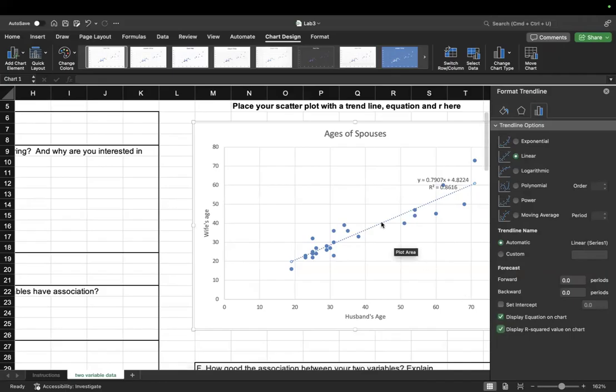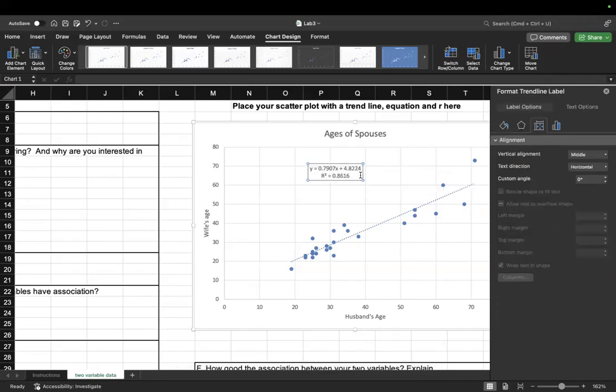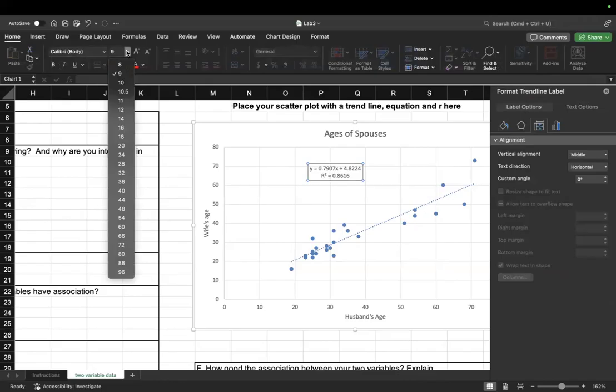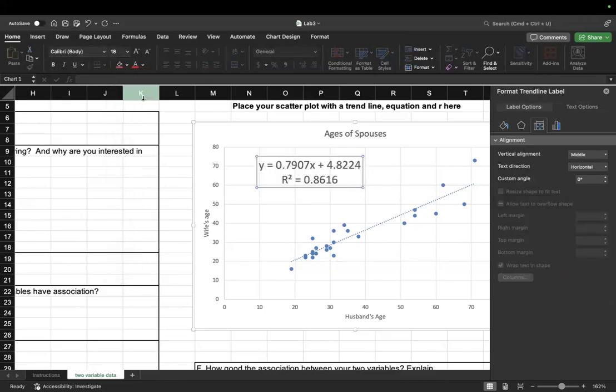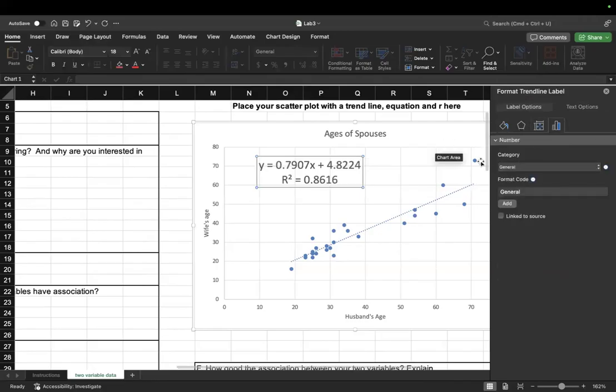What I did was I just double clicked on the line. When I double clicked on the line, I could get the data right over here. I want the equation and I want the R squared value. You need to have those on there. I'm going to make my font bigger because I can. You can change your font, you can make it bigger, whatever. There's a few different options here, but we want the R squared value and you want the equation.